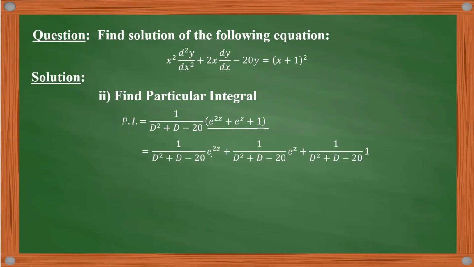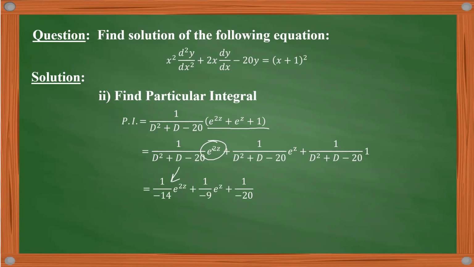We will apply this operator to e raised to 2z, we will apply this operator to e to the z, and we will apply this operator on 1. So actually these are 3 different questions for us. Now we know that it's a very simple method. Whenever it is e to the power alpha x, we will just replace this D by alpha, but we need to make sure that f(alpha) should not be equal to 0. Just check it. It will be 2 square plus 2 minus 20, so obviously it is not going to be equal to 0.